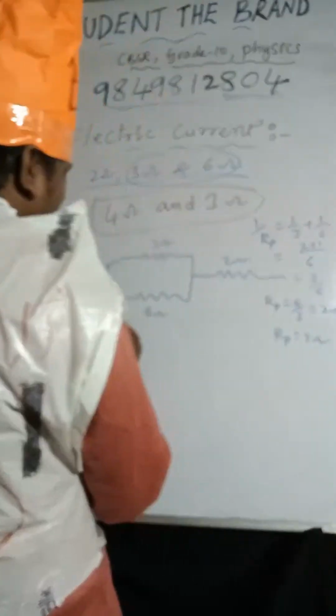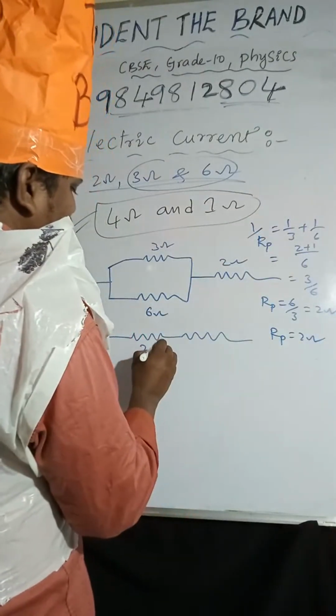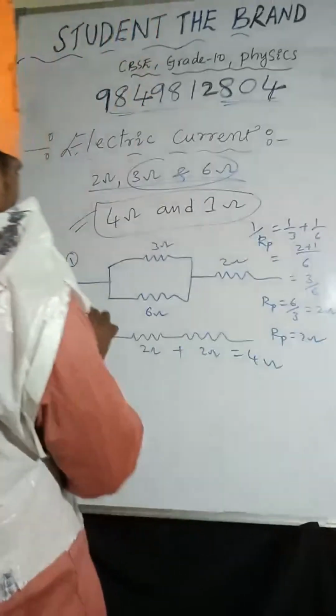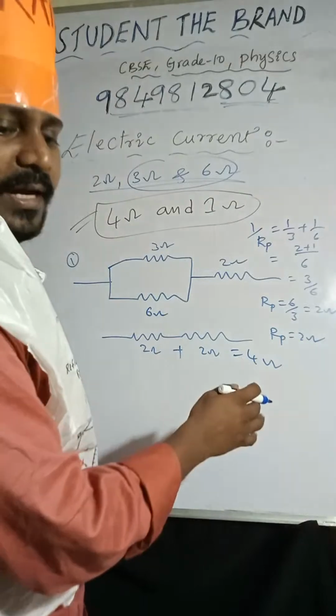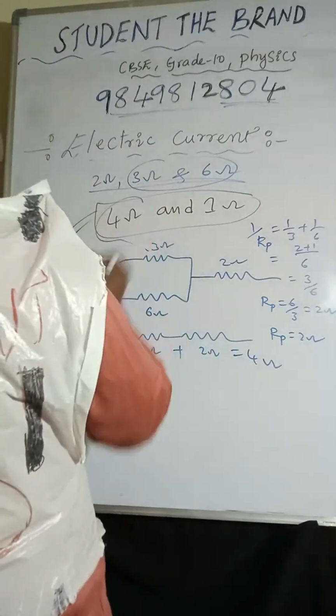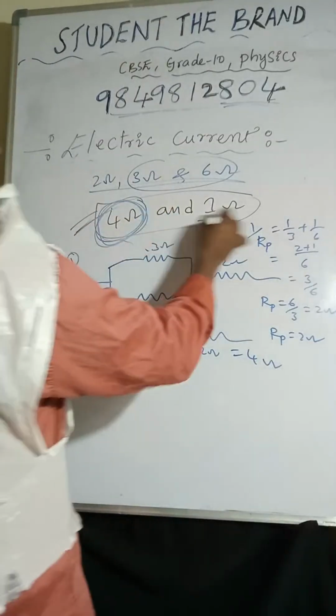So Rp equal to 2 ohm. So the final value is, you can get here, here is 2 ohm, here also 2 ohm. So 2 plus 2 is 4 ohm. Understood? So you'll get 4 ohm. Clear? That's the answer. So the first one you got it. Next, the second one.